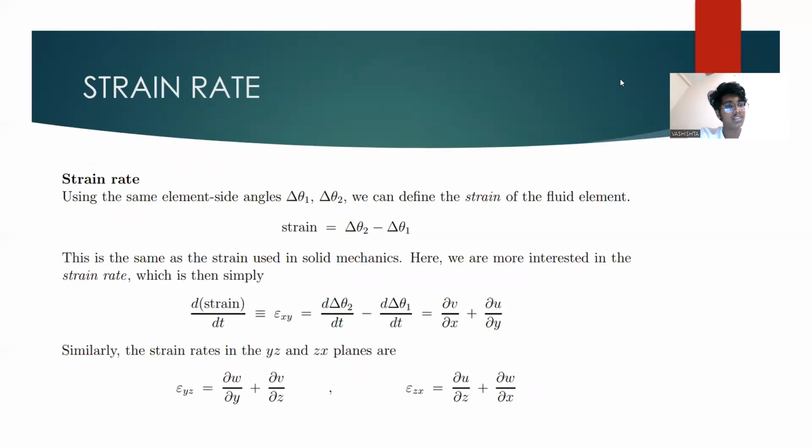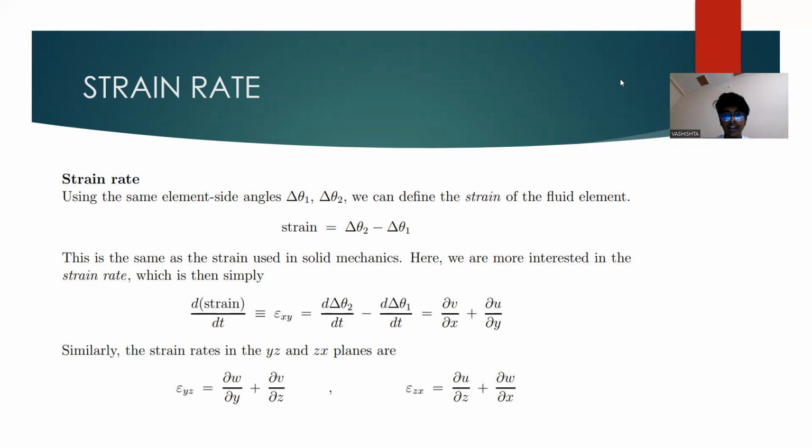Strain rate. Using the same element side angles, we can define the strain of a fluid element. Strain is equal to Δθ2 minus Δθ1. This is the same as strain used in solid mechanics. Here, we are more interested in the strain rate, which is then simplified: d(strain)/dt is equal to εxy, equal to dΔθ2/dt minus dΔθ1/dt, that is equal to ∂v/∂x plus ∂u/∂y.